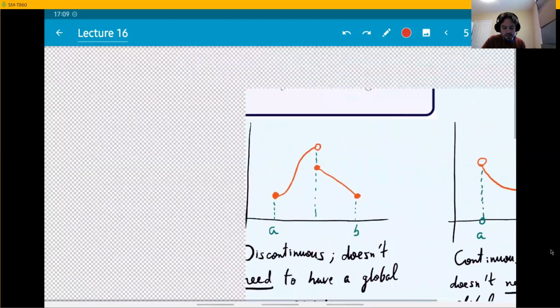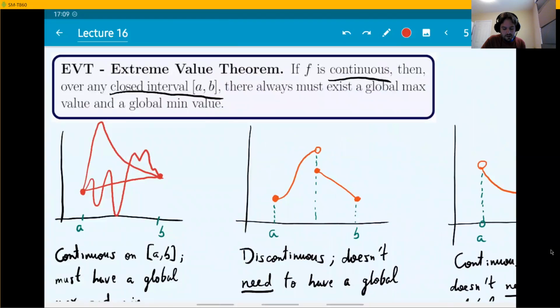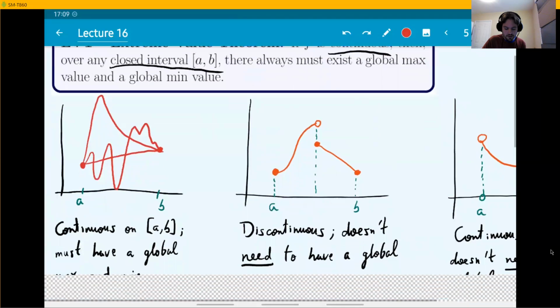This is the EVT then. It's a reassuring fact that most of the functions that we encounter, even in real world applications, are continuous. So if you want to find the largest and smallest values of them, because that's going to be useful for you, then you can be assured they exist. So that's good to know.